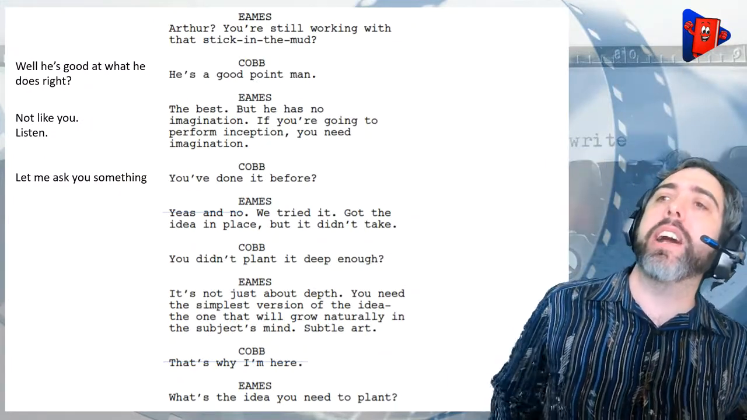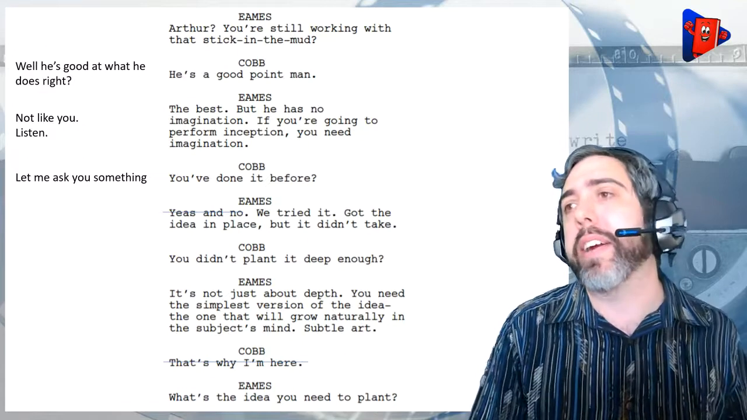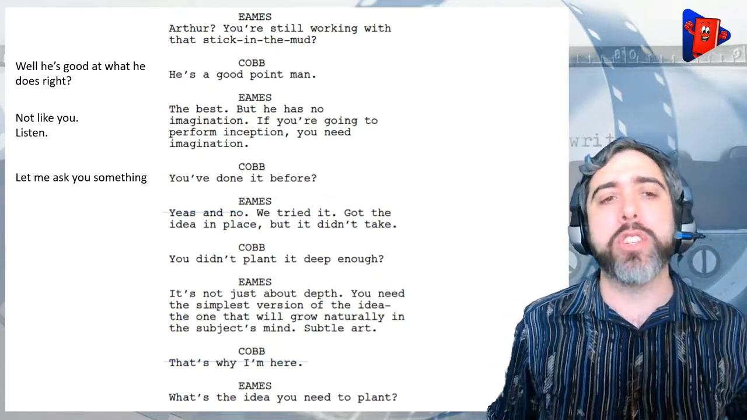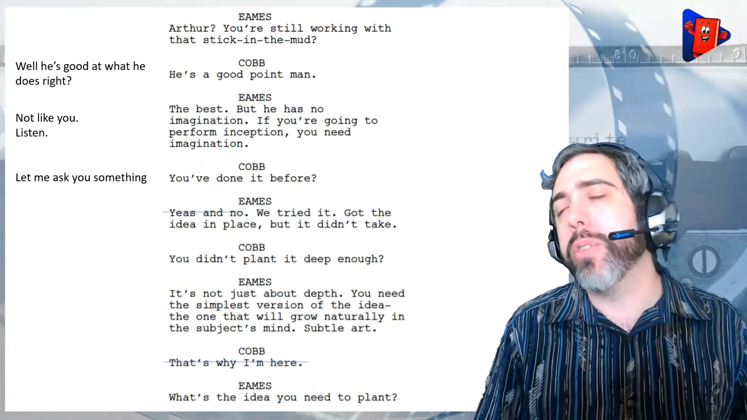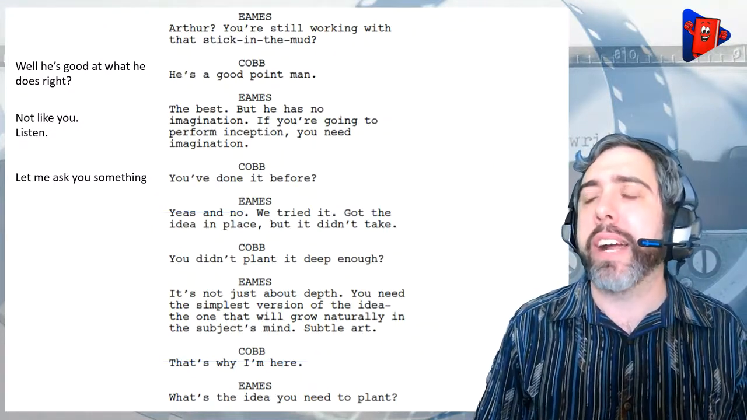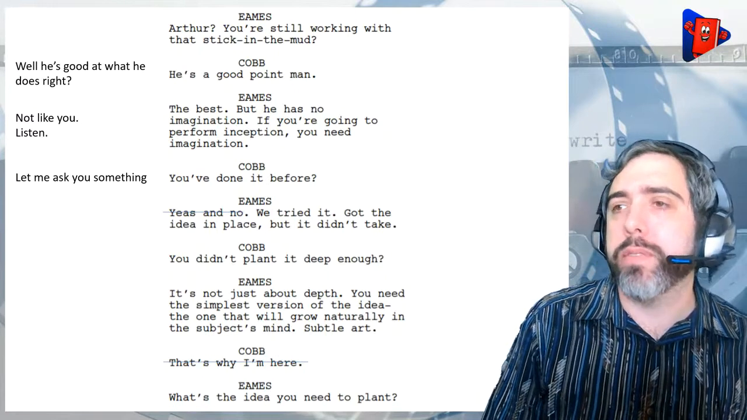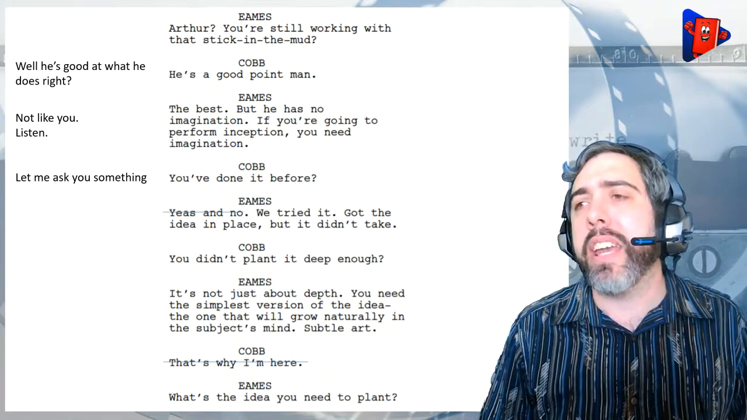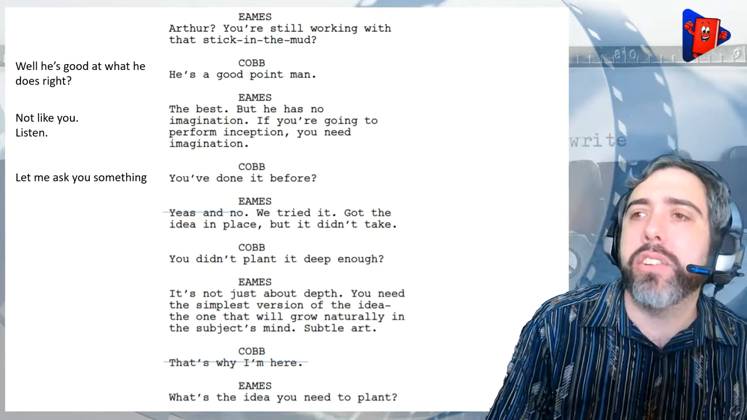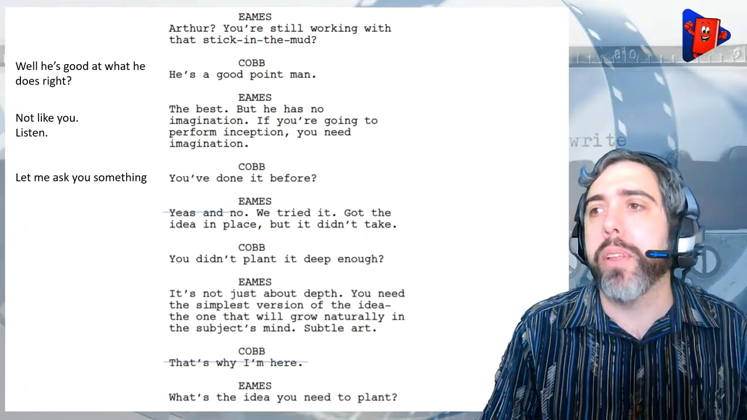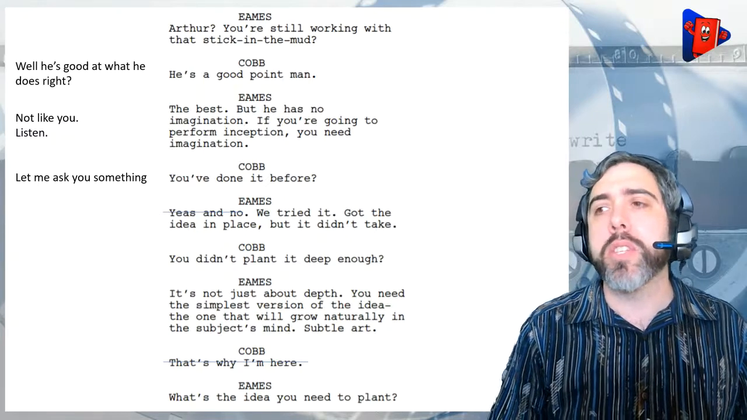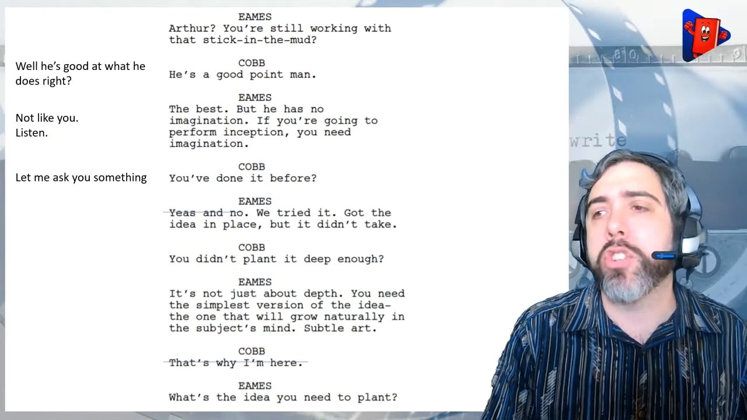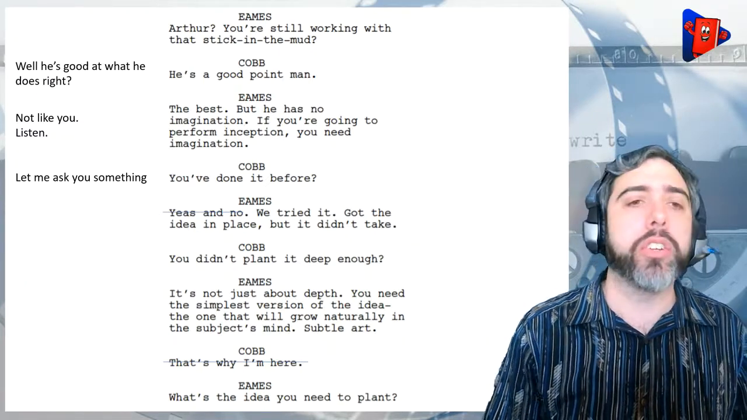So here we bring on Eames, who is the reason character. So he's about just the nuts and bolts of how to make it work. And so Cobb goes to him to try to figure out how to do Inception. And he says that he's kind of tried to do it, but he got the idea in place, but it didn't take. And he said the problem was you need the simplest version of an idea, the one that will grow naturally in the subject's mind, subtle art.